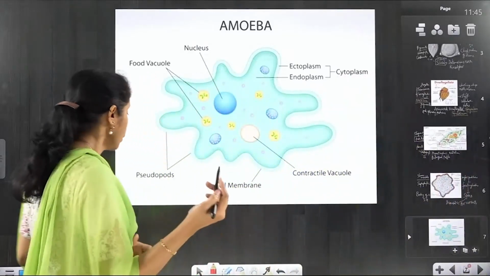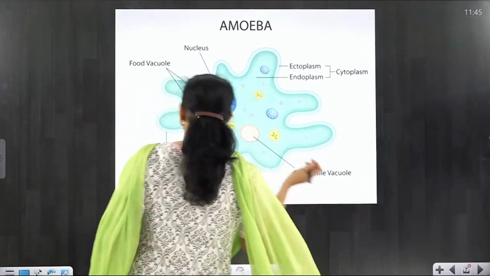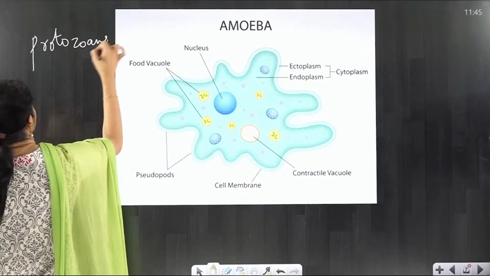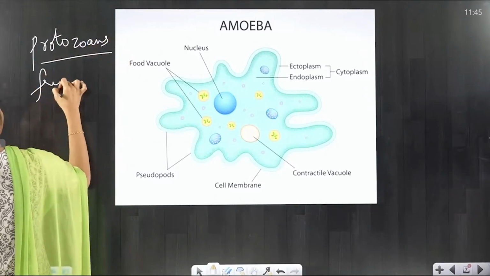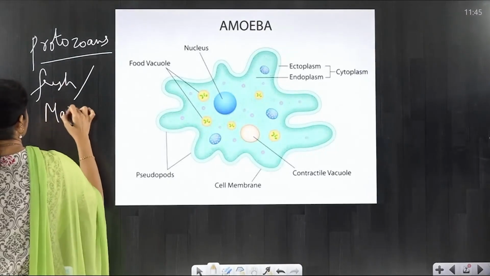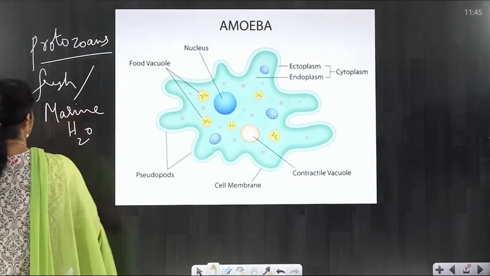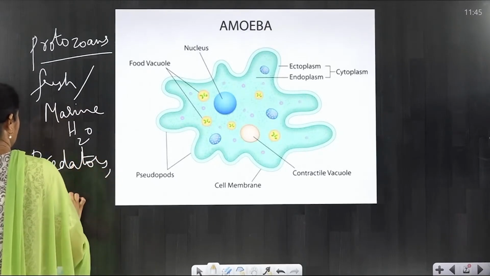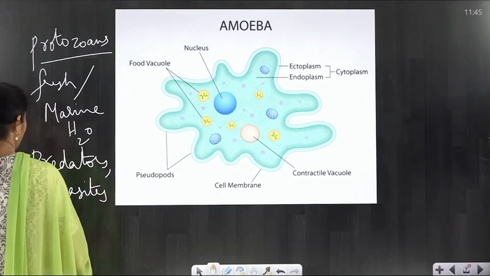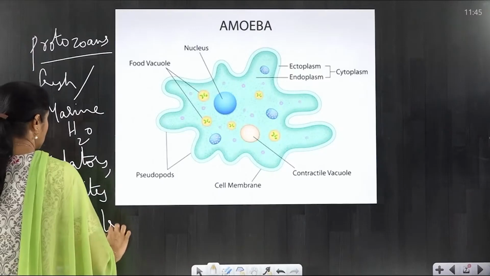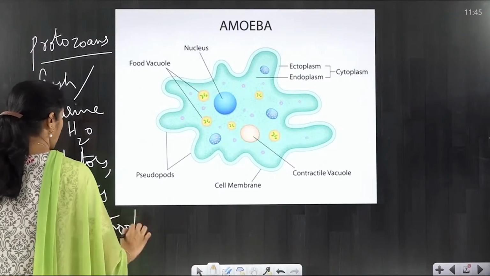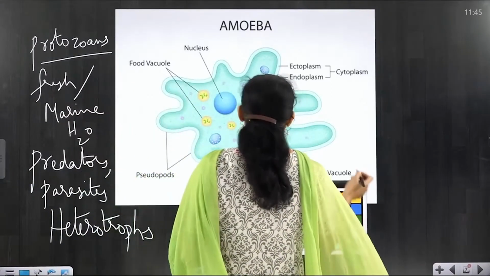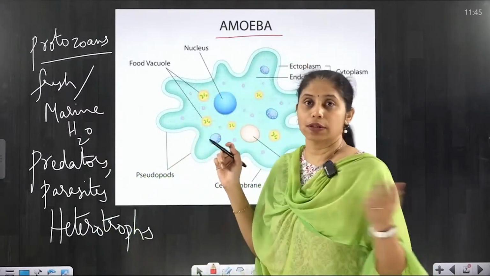Okay, the last one, protozoans. These may be there in the fresh water or marine waters. They can be predators or parasites. And they show generally heterotrophic mode of nutrition. There is no autotroph in this, all are heterotroph. And in this, the first example, amoeboid protozoan, in the classification I have given you, amoeboid protozoans, amoeba.